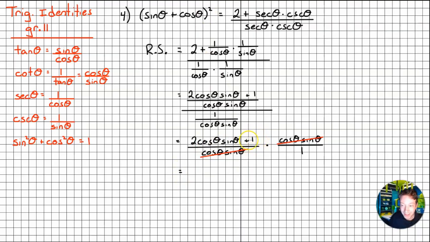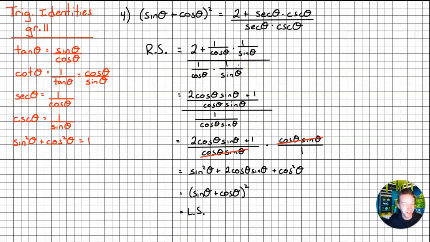Well, this 1 can be changed into sine squared theta plus cos squared theta. So I can write this as sine squared theta plus cos squared theta, and then put this term here right in the middle. So plus 2 cos theta sine theta. That is a perfect square. And I could factor that as sine theta plus cos theta squared, which is equal to the left side. Okay, like I mentioned, it's important to have all of your algebra skills down pat.